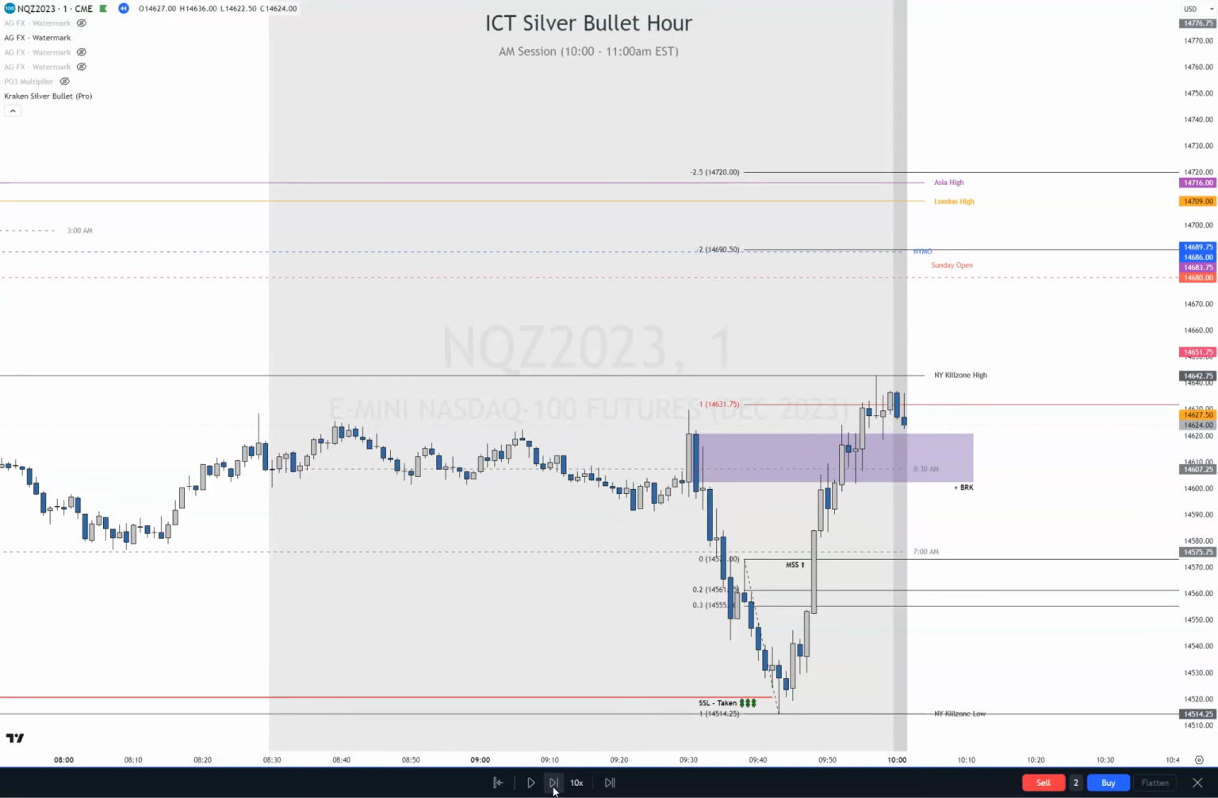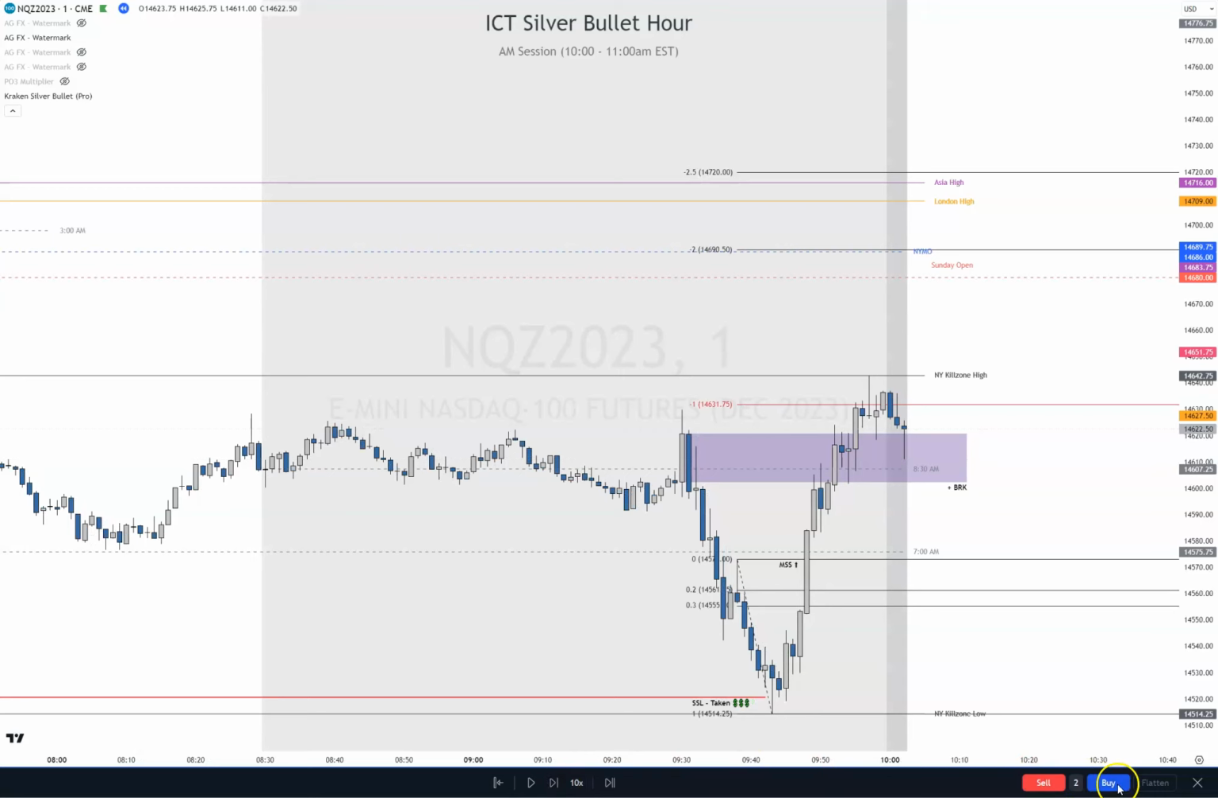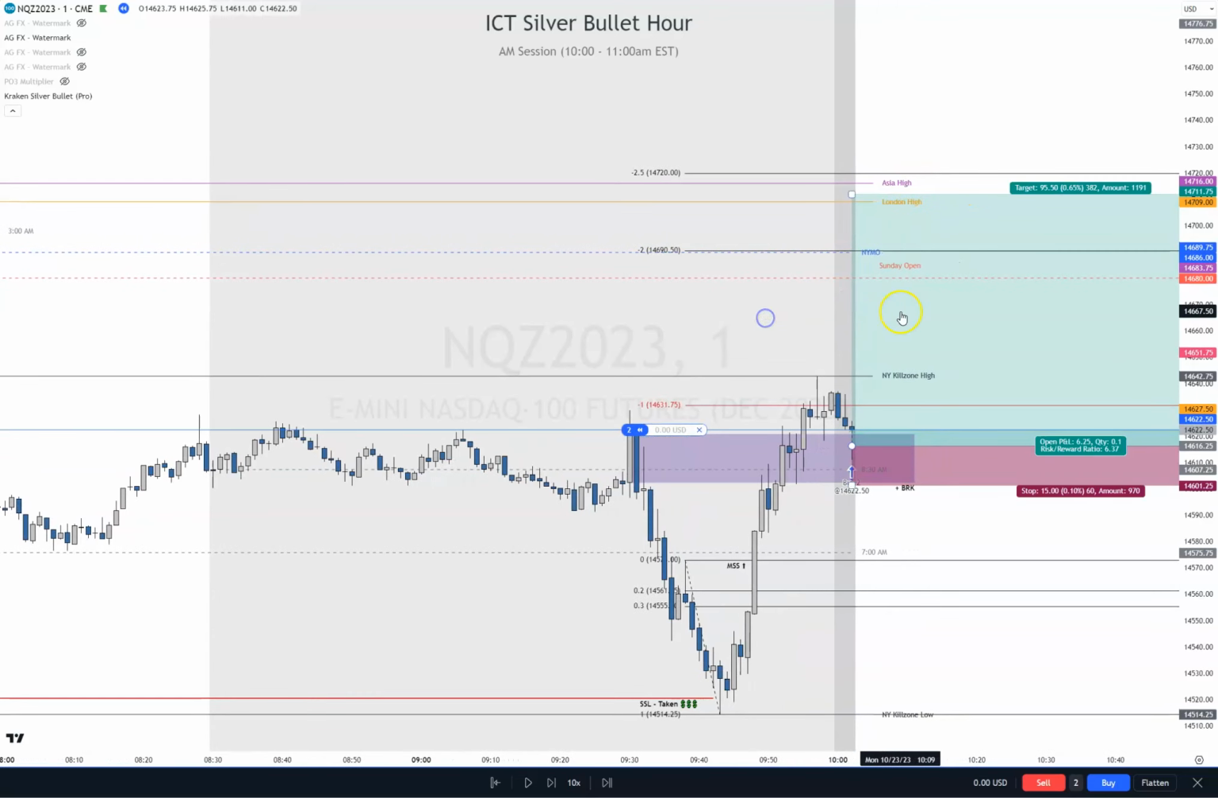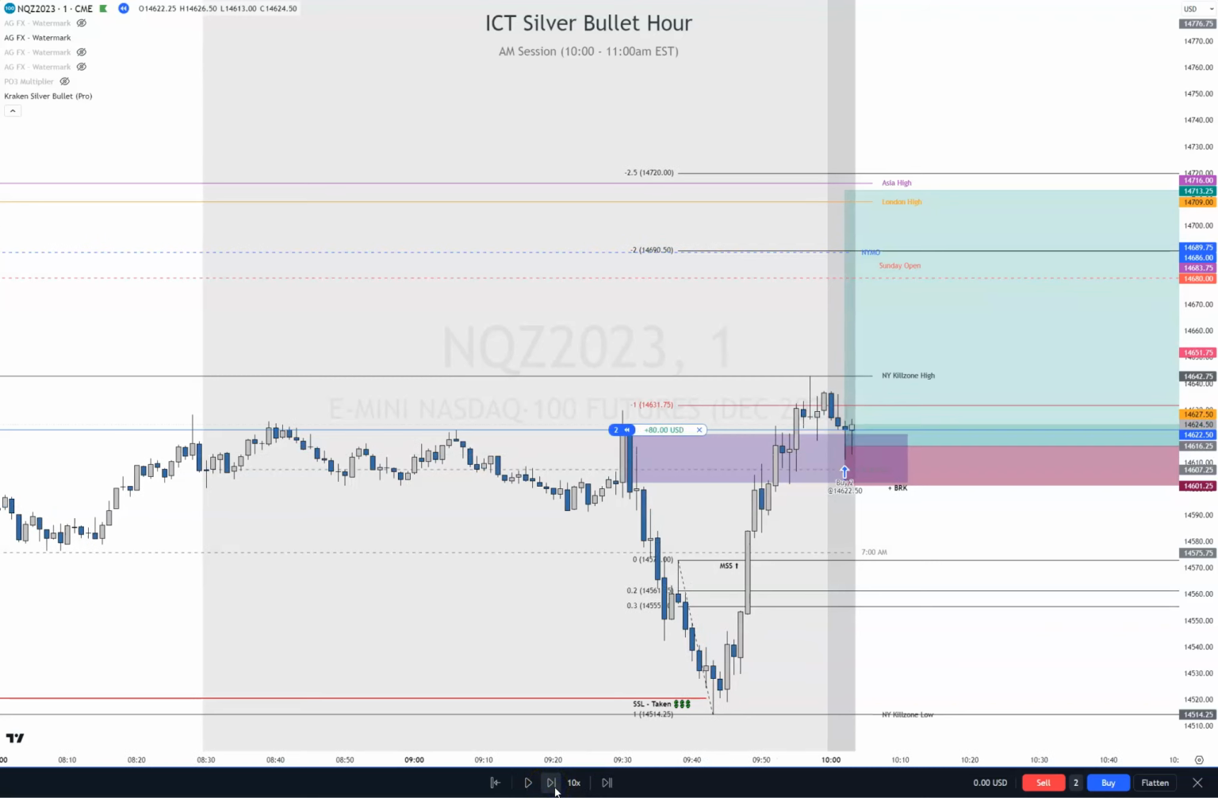Okay, I'm buying 2 right there, and I'm going to target the middle of these London and Asia high right here, which again, if you look at that, is 95.5 points. So my OCD would want, I'll just go like that, an even number. Okay. So let's see how it plays out here. Okay.